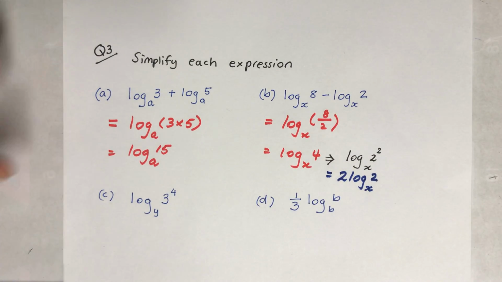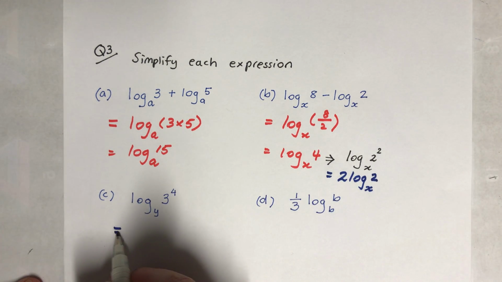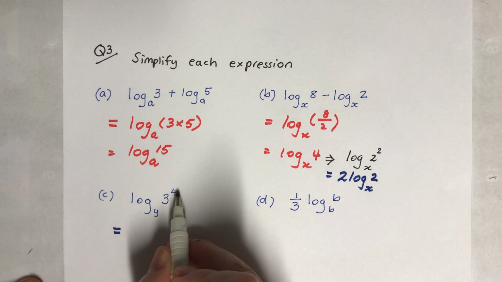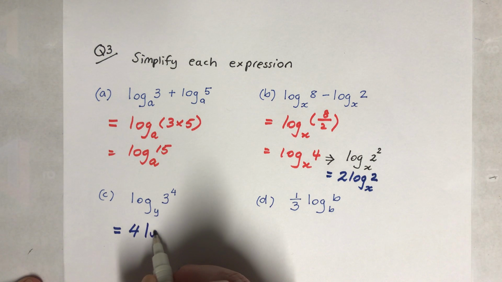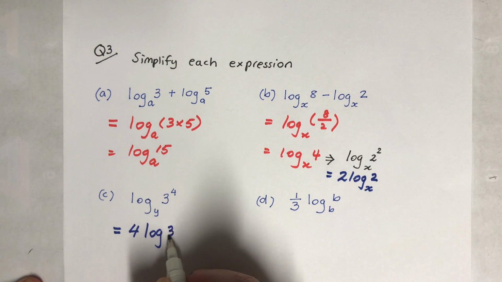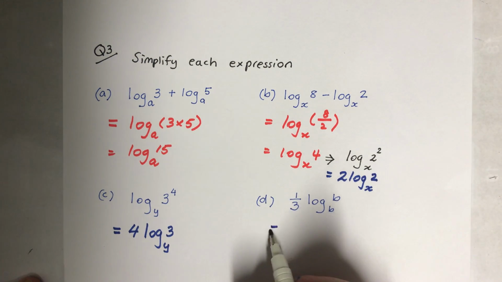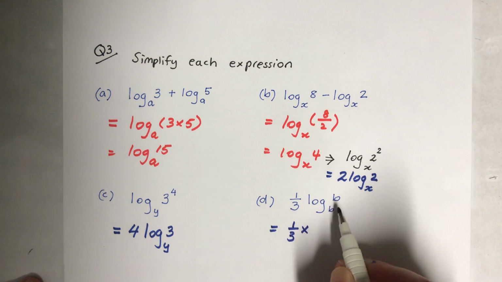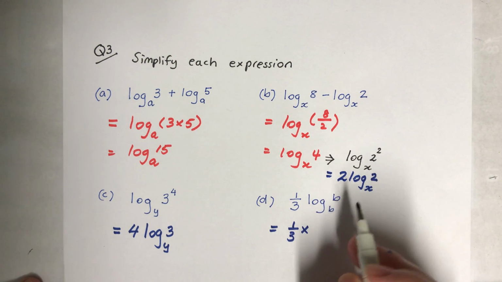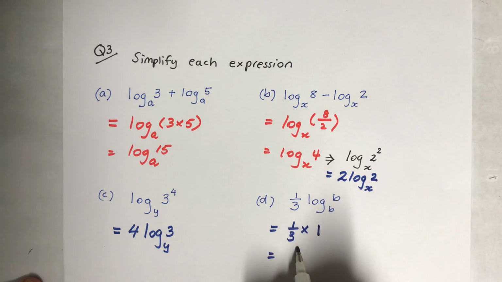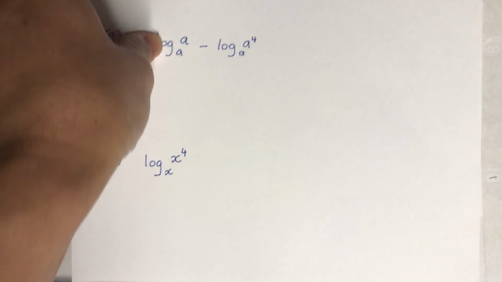Okay. Next one. So that's sort of related to what I've just done. That is just a power, and I can write the power in the front, and then write log of 3 to the base y. And this is 1/3 times, what is that? The base and the answer are the same, like b and b, so that's just 1. So the answer is 1/3. Okay, that's not too bad. All right, next one, E.